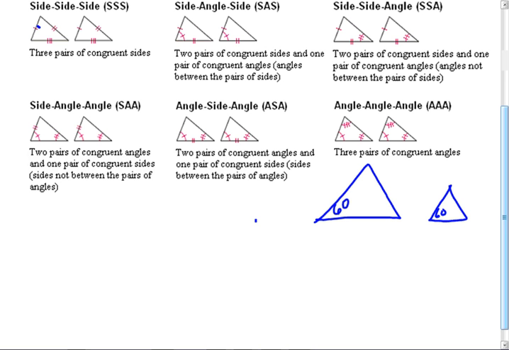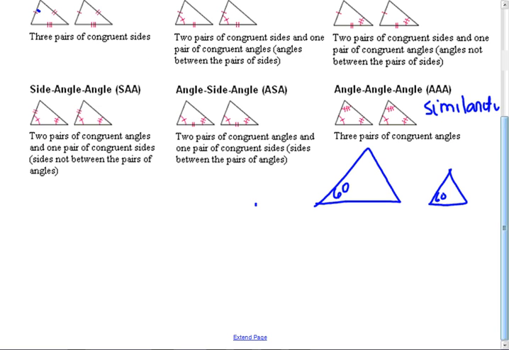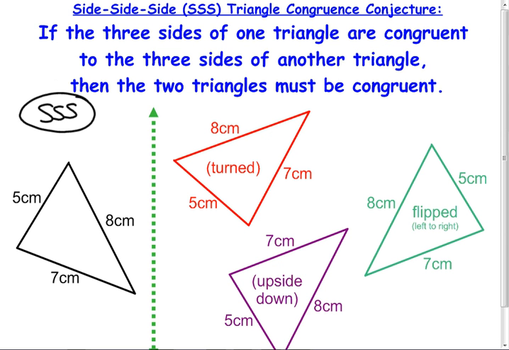Not necessarily. They might be, but they aren't in this situation, but they are similar. So this only gives us similarity, so we could already rule that one out. If I know 3 angles, I don't know if they're congruent or not. So now let's go ahead and investigate some of these.